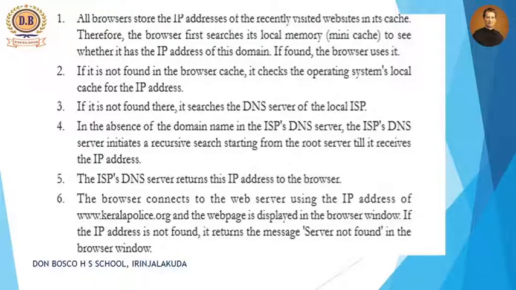What is the first step? First step is all browsers store the IP address of recently visited websites in their cache. Therefore, the browser first searches the local memory to see whether it has an IP address for this domain. If found, the browser uses it.